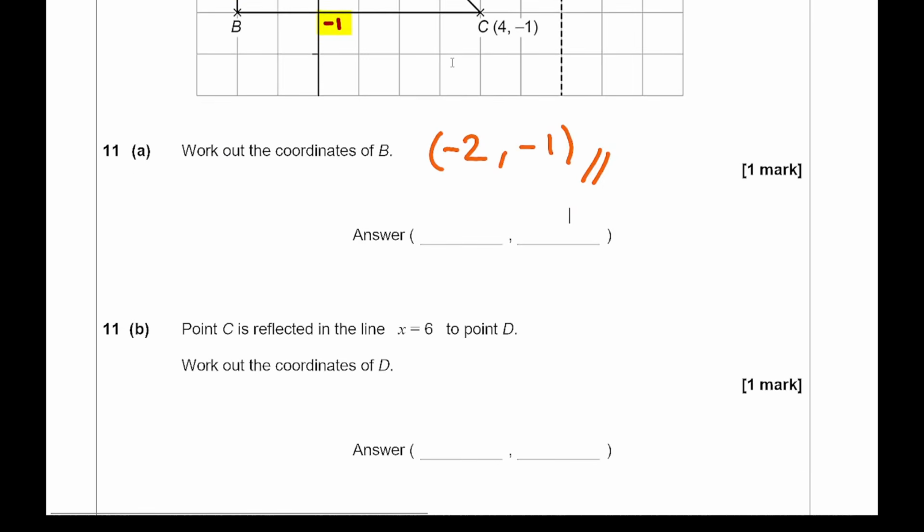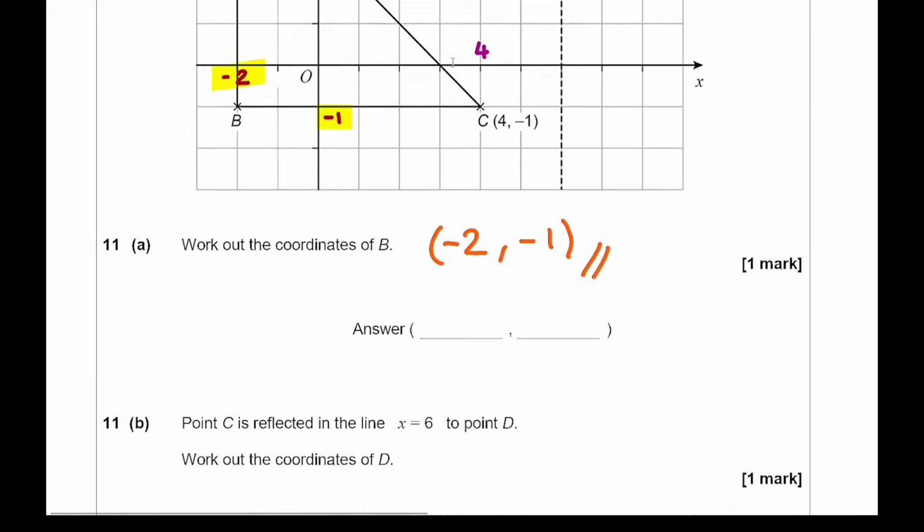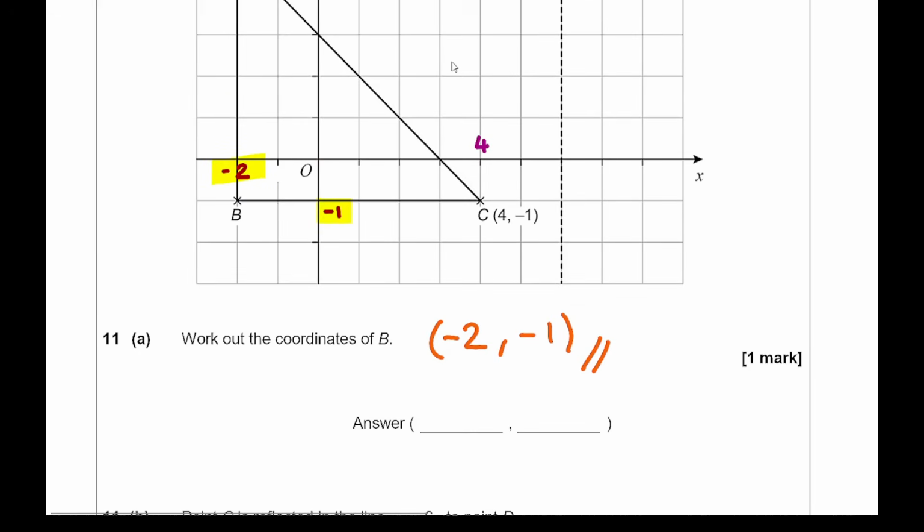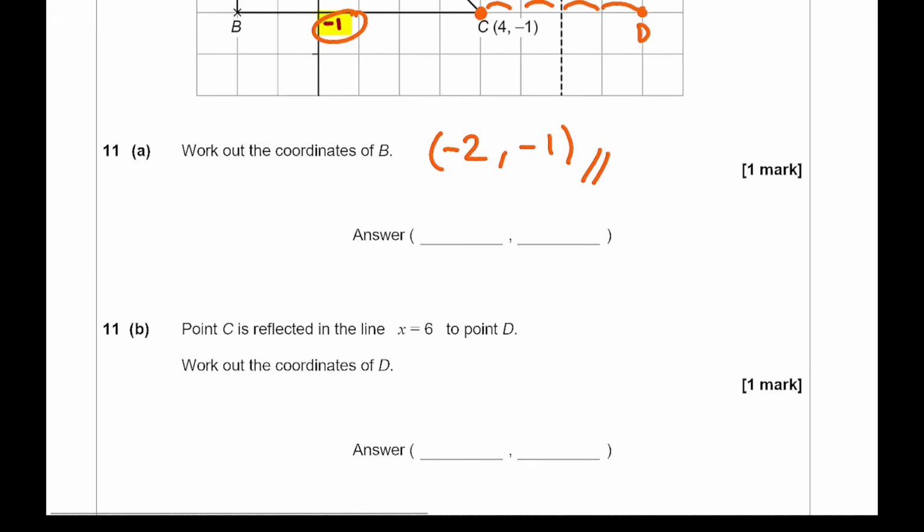It then says for point C is reflected on the line x equals 6 to point D, write down the coordinates of D. So what I'm wanting to do is to reflect this point here on the mirror line. So as you can see, it is 2 squares perpendicular to that mirror line. So I just go 2 squares here. So this is where point D is going to be. Now if that's 4, this is going to be 5, that's going to be 6, that's going to be 7, that's going to be 8. And going across, we've got -1. So the coordinate for D is going to be at 8, -1.